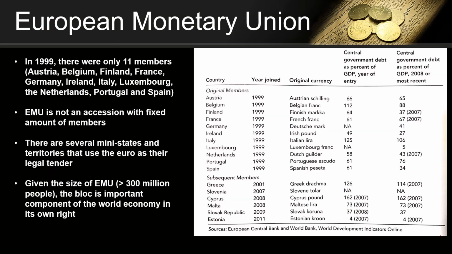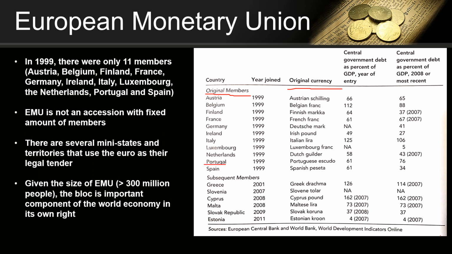In 1999, there were only 11 members: Austria, Belgium, Finland, France, Germany, and more. As you can see in the right-hand side of the slide, there's a picture. It shows the original members that joined EMU in 1999. It also shows the original currency they used before joining the EMU.